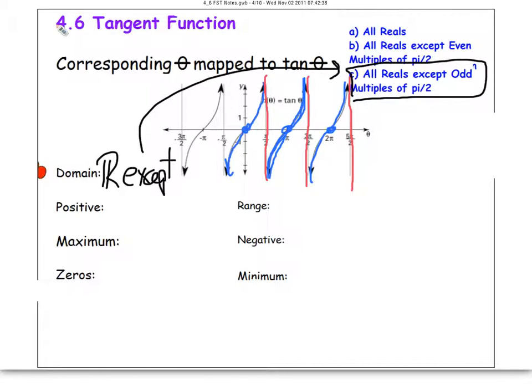Now the range, remember, is the y's. If you look at the height, this goes on towards positive infinity, and goes down to negative infinity. The range on this function is all reals. There's no limitation.